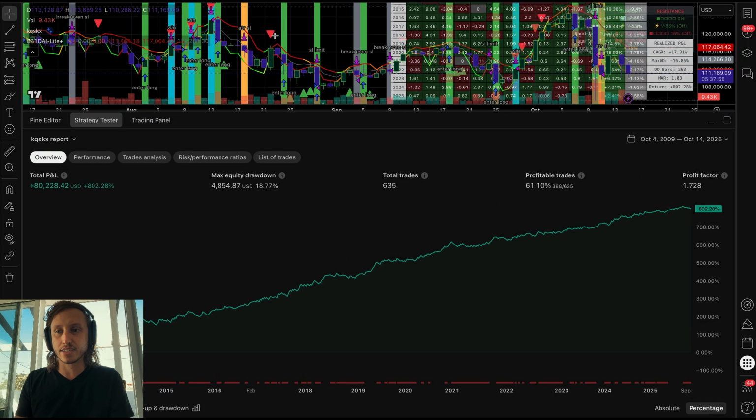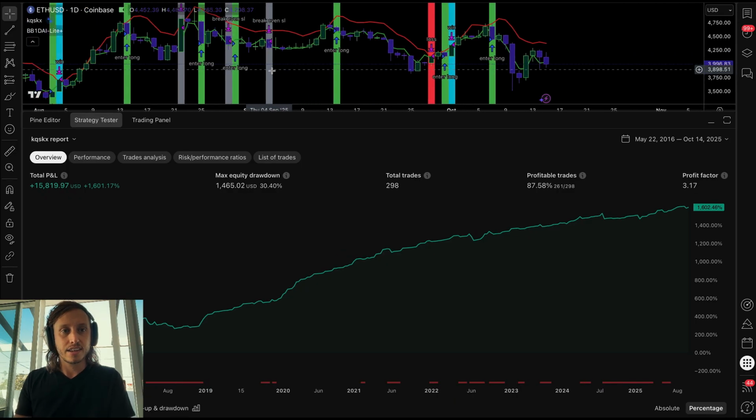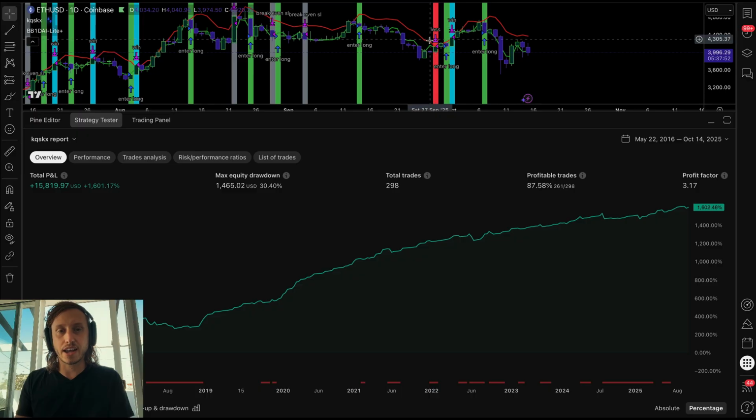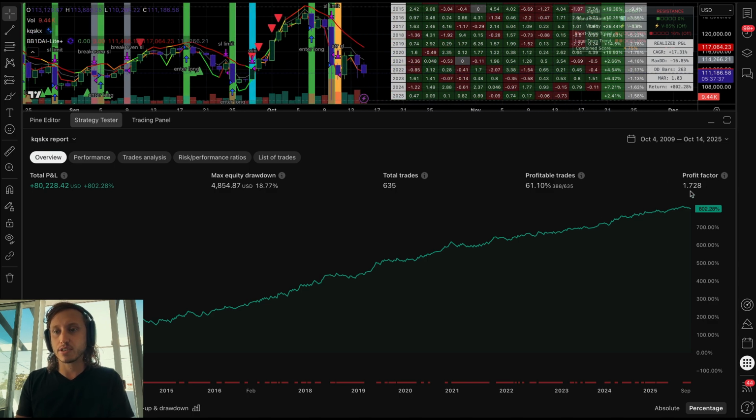Just to look at the daily. This is a daily on ETH, again posted in the Discord. This has a lot more room to run. You can see the profit factor is 3, which means trading fees are going to be a lot less of a part of this trading strategy. And on the 1 day, the profit factor is 1.7.